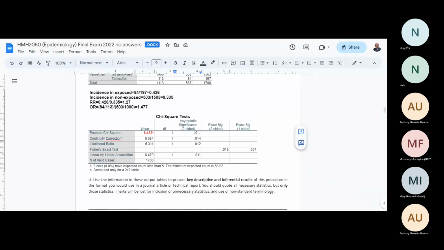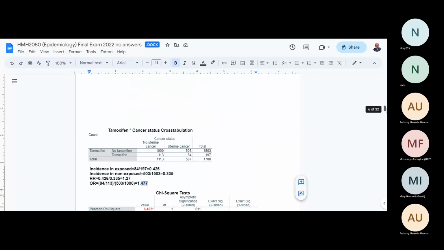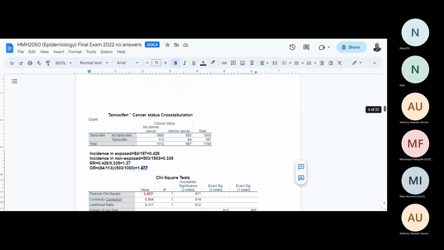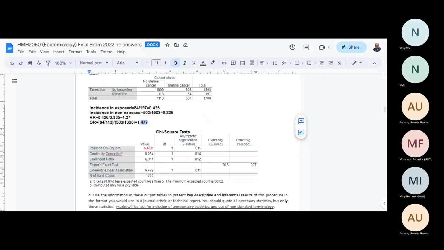But if I look at the significance, I can see that it is 0.011, which is less than 0.05, right? So at least I can say that the risk of uterine cancer increases with exposure to tamoxifen. Here you can see this is above 1, so it increases by 27%. That's 0.27.